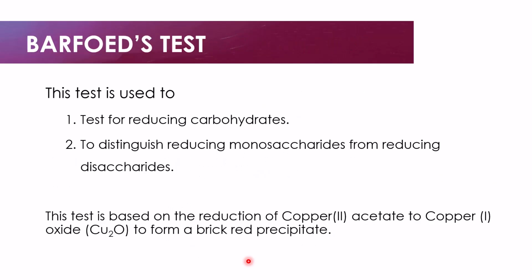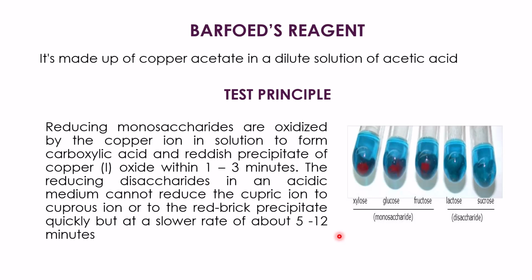Barfoed test. The Barfoed test is used to, one, test for reducing carbohydrates, and two, distinguish reducing monosaccharides from reducing disaccharides. And what you also have to note is that the test is based on the reduction of copper(II) acetate to copper(I) oxide to form a brick red precipitate. So now let's look at the Barfoed reagent. The Barfoed reagent is made up of copper acetate in a dilute solution of acetic acid.